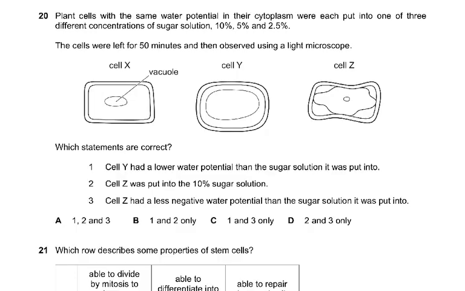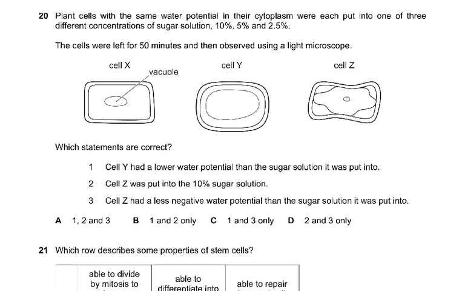Plant cells with the same water potential in the cytoplasm are put into one of three different concentrations of sugar solutions: 10%, 5%, and 2.5%. The cells were left for 50 minutes and then observed using a light microscope: cell X, cell Y, and cell Z. You can see cell Y has become more distended and is more turgid. Cell Z has lost water; it has plasmolyzed.